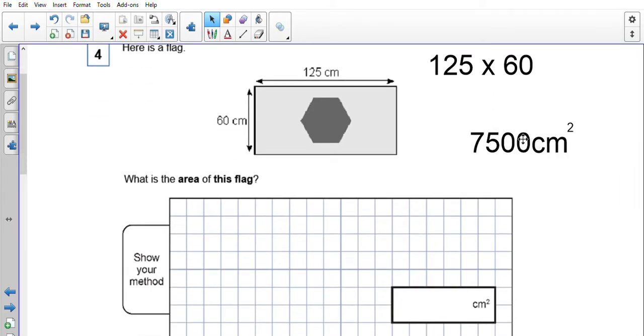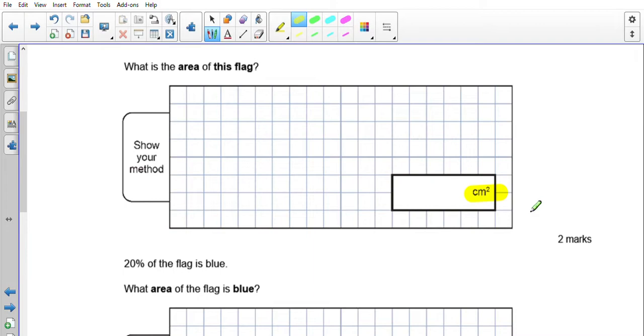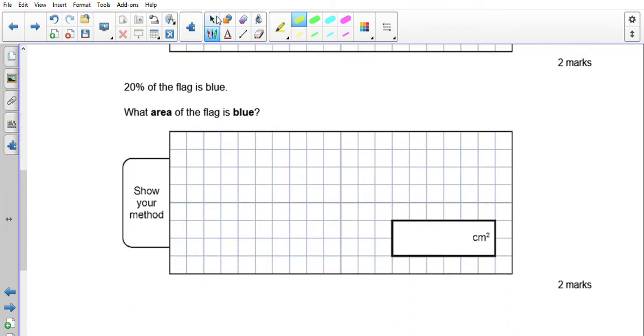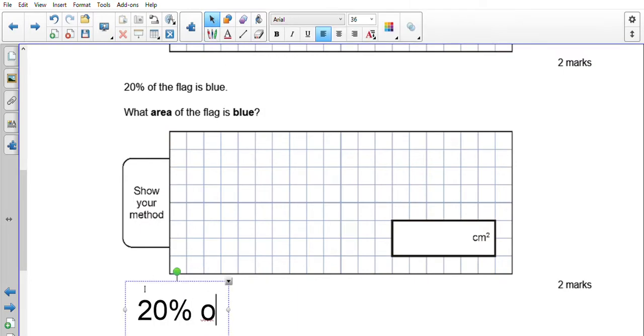7,500 centimeters squared. 125 centimeters multiplied by 60 centimeters. I could, of course, convert that into meters, but then that wouldn't fit for my answer. So I just need to be careful and look at what my measurements are given in here and what my answer is asking me for here as well. It's just always worth a double check on that. Now, 20% of the flag is blue. What area of the flag is blue? So that is just asking me here to work out 20% of 7,500.